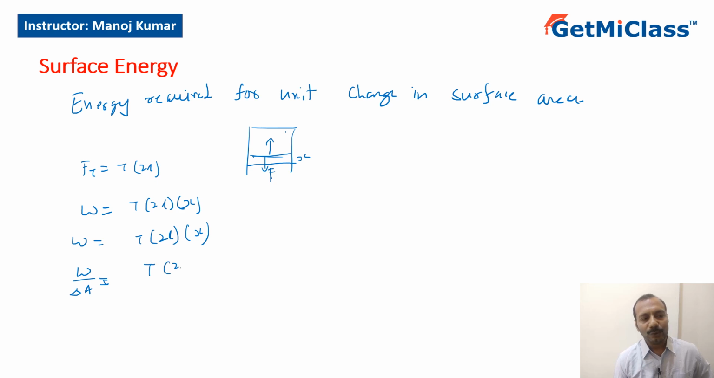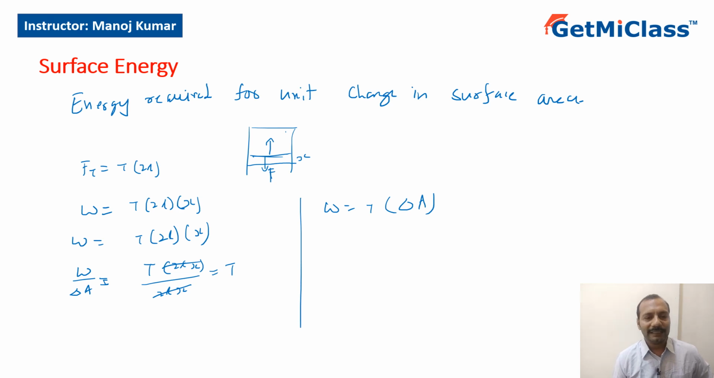T into 2Lx. 2Lx is the change in surface area, delta A. Delta A is also equal to 2Lx. 2Lx cancels, so I'll be left with T. So surface energy is numerically equal to the surface tension of the liquid surface. Now once I know surface energy, then work done can be calculated as surface energy into change in area.